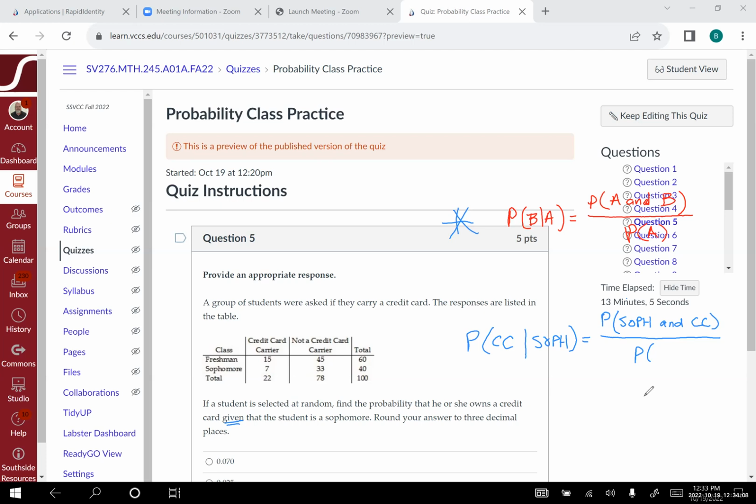It's the probability of sophomore. Very good. You guys are not falling into the same traps that I did. I was special, I guess. That's okay. I'm glad you're not. All right. Let me give you a minute just to see if you can put that together, and then we'll work it together in a minute.